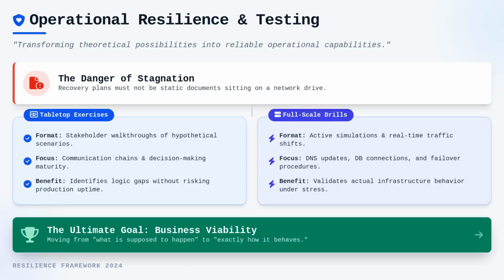By iterating through these tests, you move from knowing what is supposed to happen to knowing exactly how the infrastructure behaves under stress, which is the only way to guarantee that your business stays viable when the unexpected occurs.